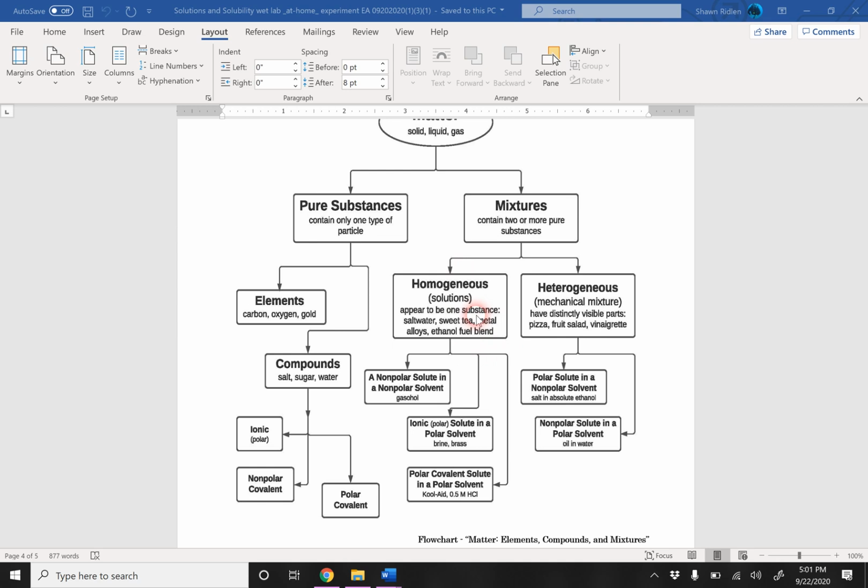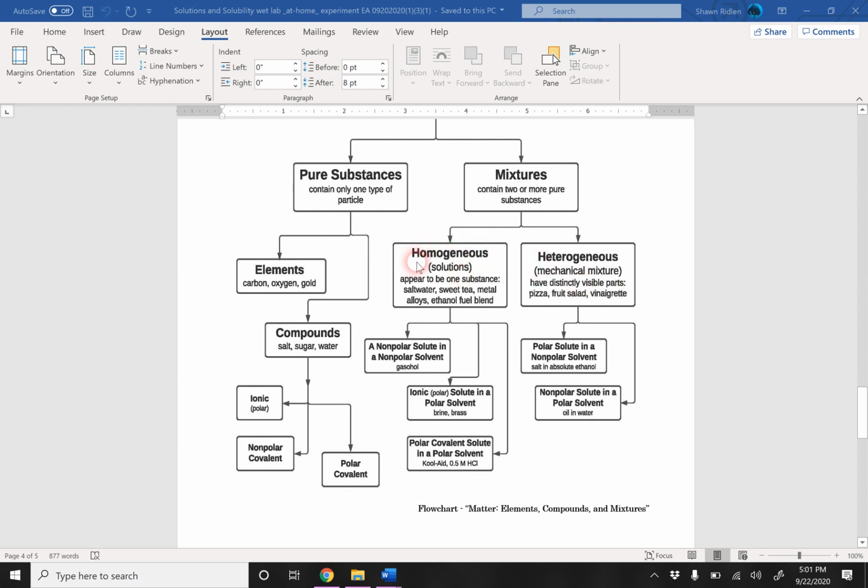So if I am all in the same phase, those are homogeneous. If I'm in different phases, they're heterogeneous. Okay, and now under homogeneous, I could have a nonpolar solute and a nonpolar solvent. Okay, I could have an ionic polar solute and a polar solvent. This could be like brine, which is salt water. Okay, brass, which is a mixture of metals.